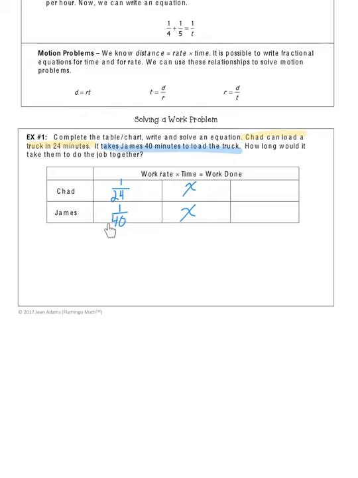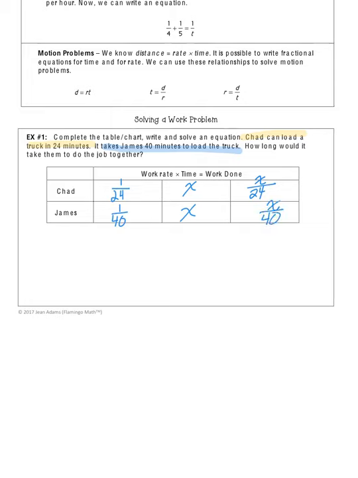So we got work rate here, time here. You have to title all of this up here. And then to get the work done column, you typically have to calculate this column yourself. So we're going to take rate times time and get the work done. So for Chad, he's got x over 24. And for James, he's x over 40.